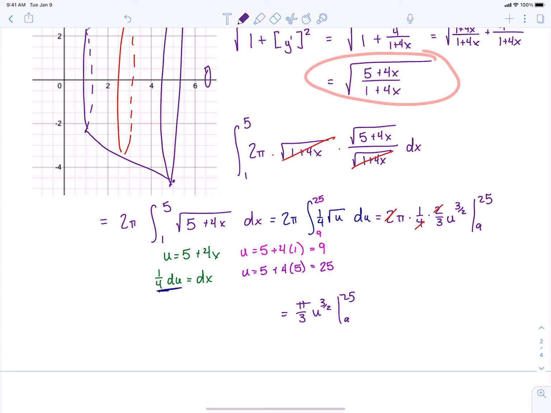Again, I'm trying to keep our steps a little bit slower so we don't go too far ahead. Plugging in each of the numbers, we end up with 125 pi over 3, and then 27 pi over 3, and we've got common denominators, so we just need to subtract those numerators, and we get 98 pi over 3.